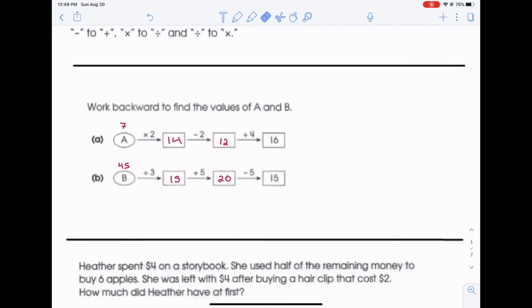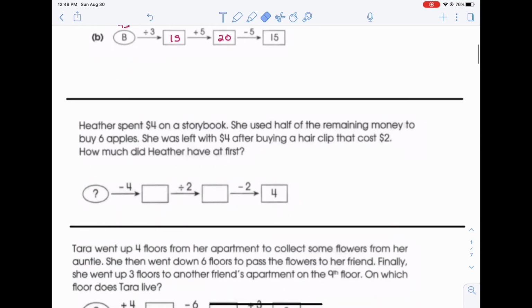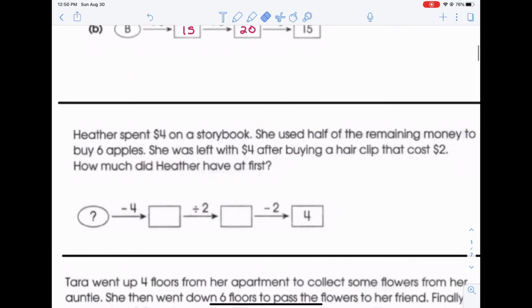So now let's work on some word problems, right? Exact same thing, except we have to set it up ourselves. So we have an original number that we don't know. We are going to spend $4. It tells us Heather spent $4. So that means that we lost $4 from our original amount. So that means that we have a minus 4, right?